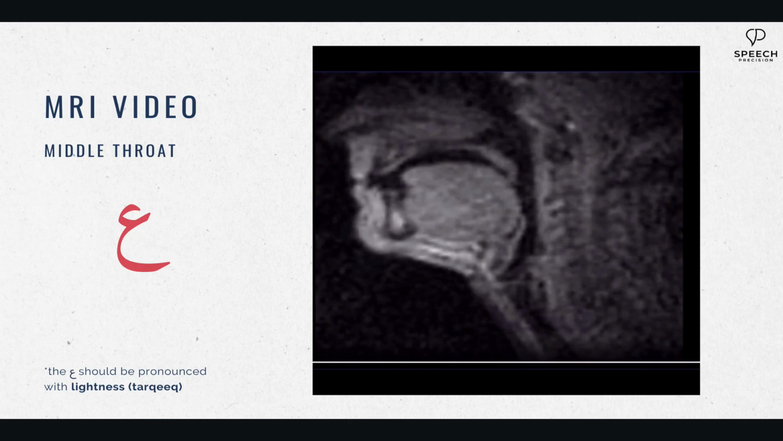So for the ayn sound, now we're going to be focusing on the middle of the throat. Now remember, you will still see the soft palate move. It'll go back towards the wall of the throat in order to block the sound from going up to the nose. But that's not where the sound is created. We're going to be looking in this area in the middle of the throat to see what happens for the ayn.